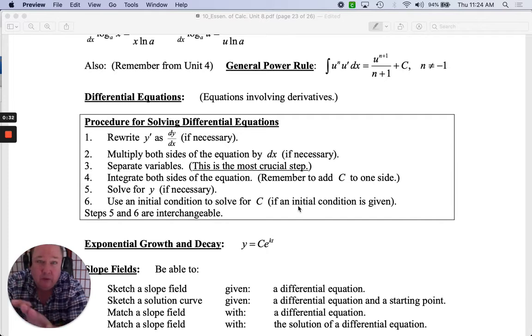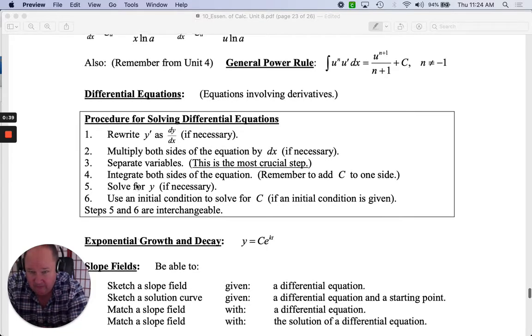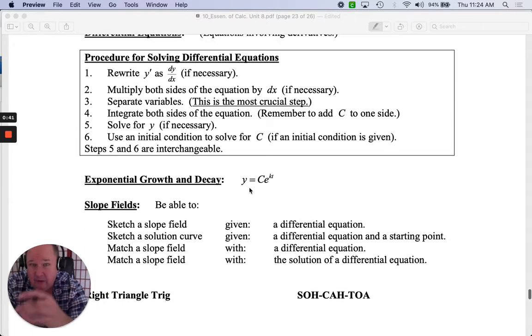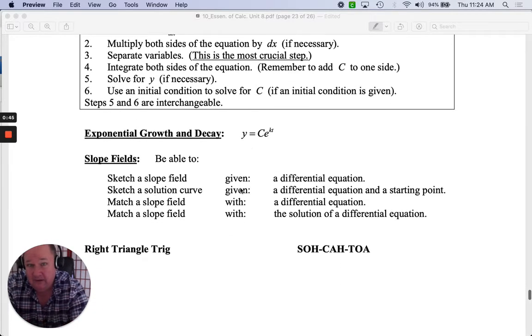So what did we start with in this unit? Diffie-qs. How can you solve a differential equation, and the steps that you did. Then we talked about exponential growth or decay and the connection to diffie-qs. Here's a big one, slope fields. That was the awkward one, right?